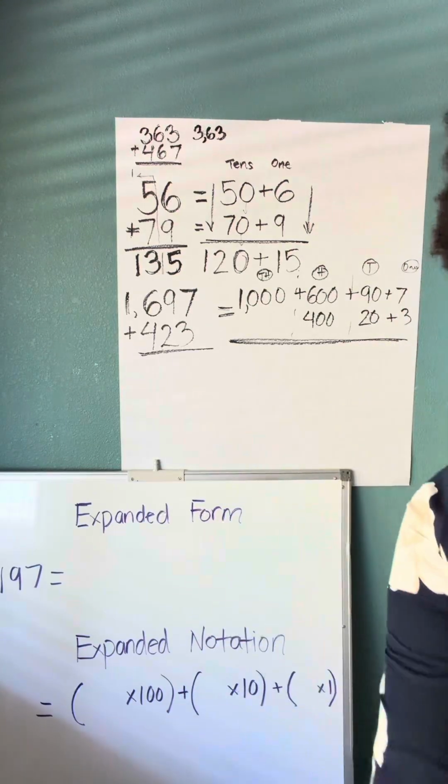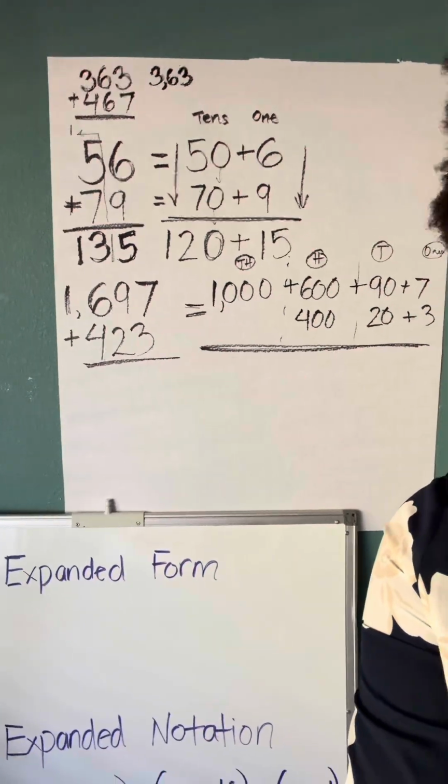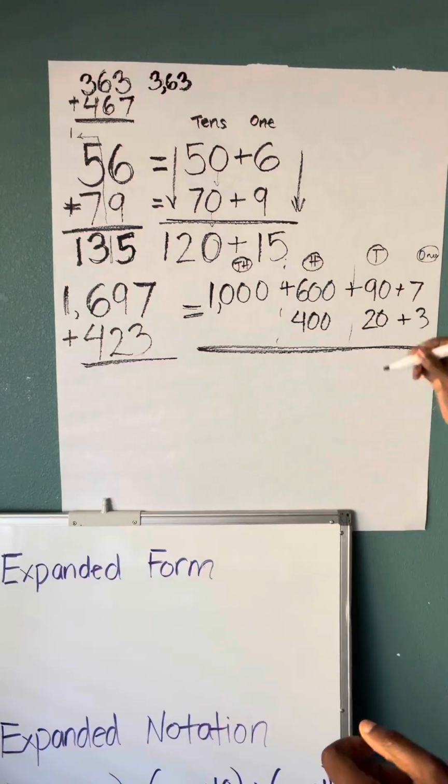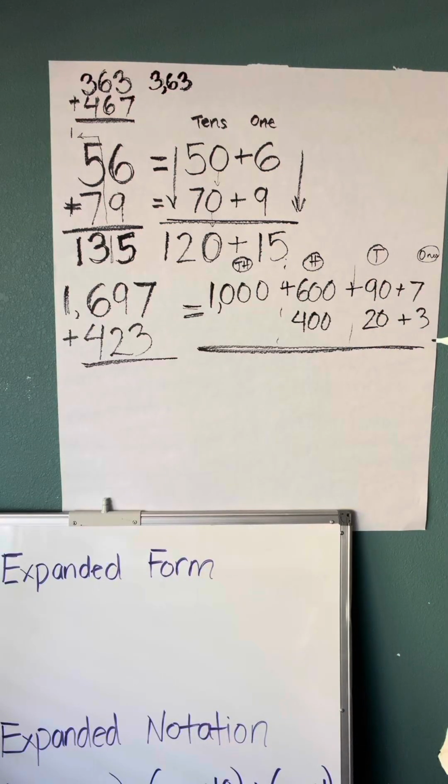I'm going to bring you a little bit closer. Okay, bring you a little bit closer. So now I have them adding down. What's 7 plus 3? 10. Bring down the 0. Bring it down. 0 plus 0, 0. What's 9 plus 2? 11.